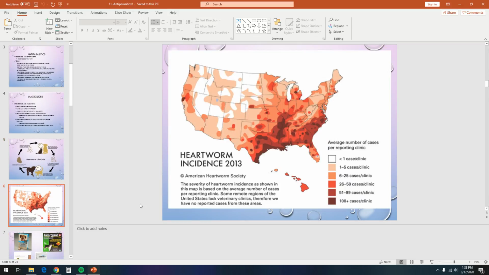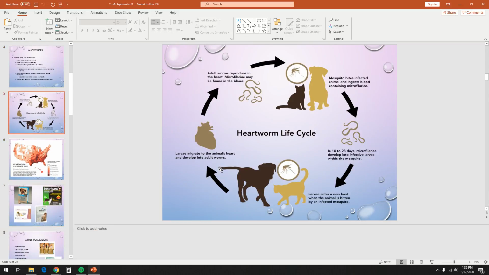So this is a really interesting graphic here. This was from the American Heartworm Society in 2013. The severity of heartworm incidence as shown in the map is based on some average number of cases per reporting clinic. Some of these areas don't have as many offices, therefore they have no reported cases from those areas. So this is 2013, so this is 7 years ago. They come out with it about every 6 years, and so I'm not sure if the 2019 one is out yet.